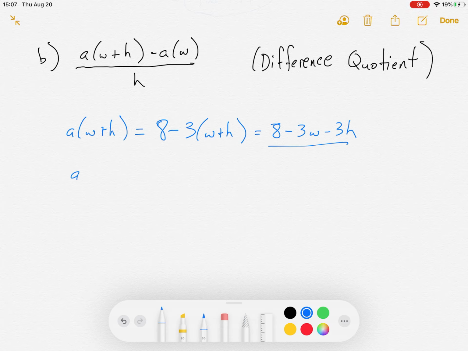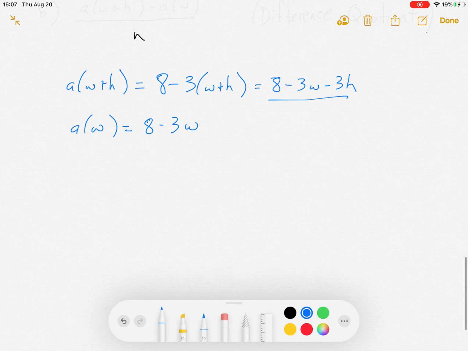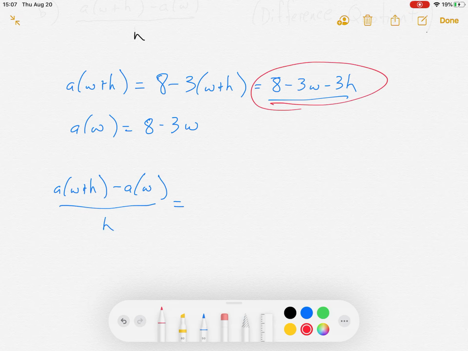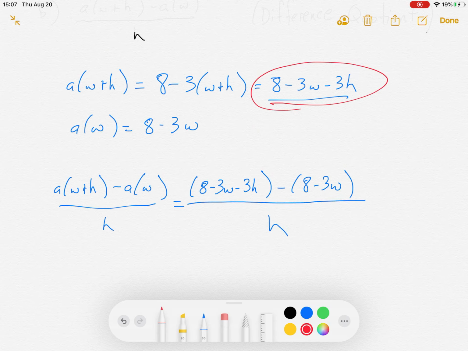Okay, so there's a of w plus h. A of w, well, that's already done. That's just this right here. And h is just h. So now let's put it together. A of w plus h minus a of w all over h equals, I'm going to take this part first, and I'm just going to put it in parentheses to kind of keep it organized. Like this, and then it's all over h. So I took that and put it there, and I took this and I put it here.